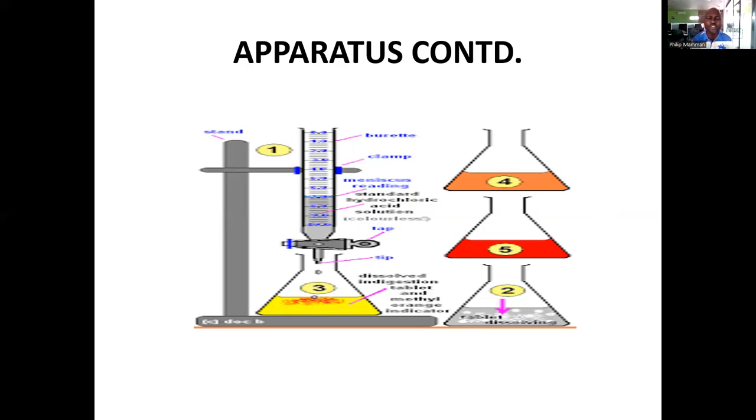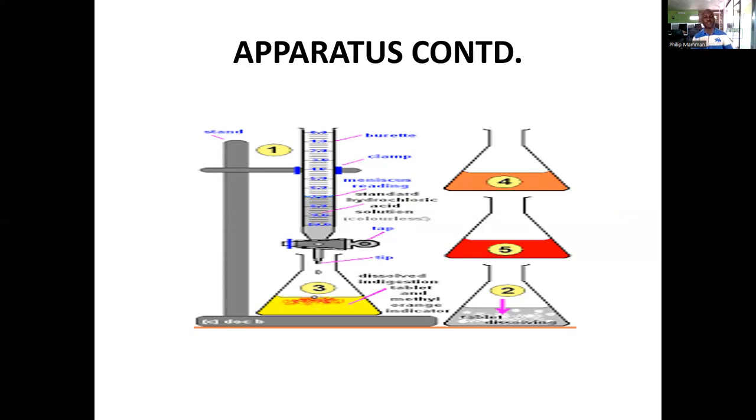Now, when you start adding your acid to the base in the conical flask, the color begins to change. As you can see, the color is changing. Now, the color will change to number four, as you can see. And when it gets to number five, that is your end point. At that point, the acid has neutralized the base. Remember I said your end point is the point where there's just a color change during an acid-base titration.